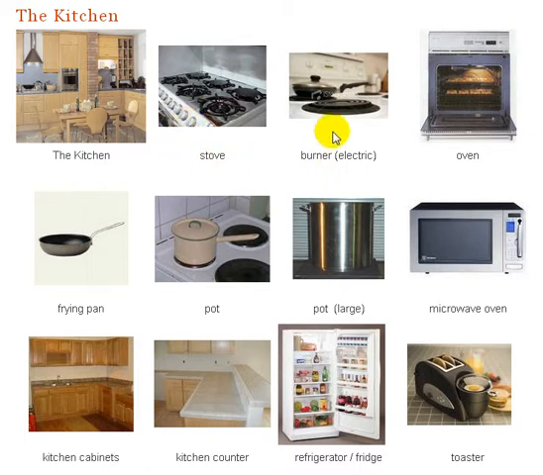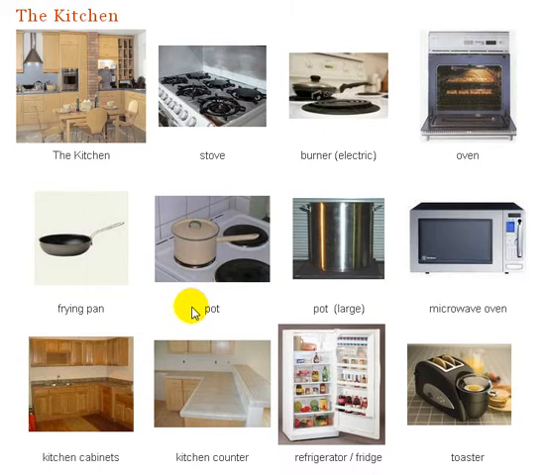This is an electric stove, and this is a coil that gets red hot. That is called a burner, and it operates by electricity. This is an oven, of course, where you put your food in to bake it. This is a frying pan. This is a place where you put a little oil and you put your food in and you fry it.